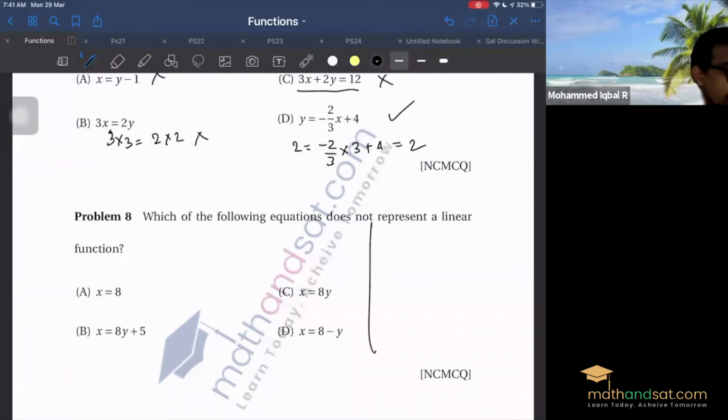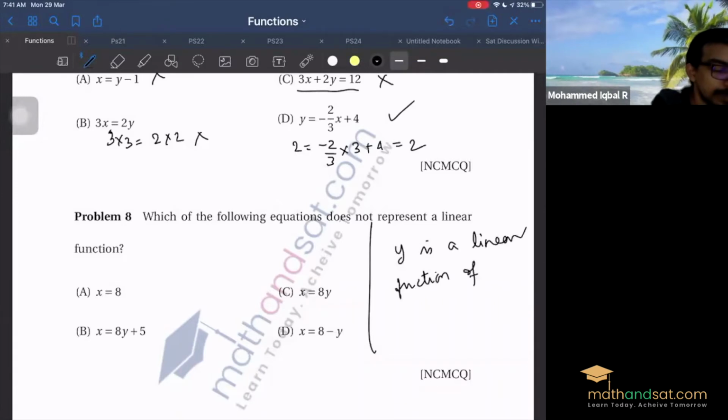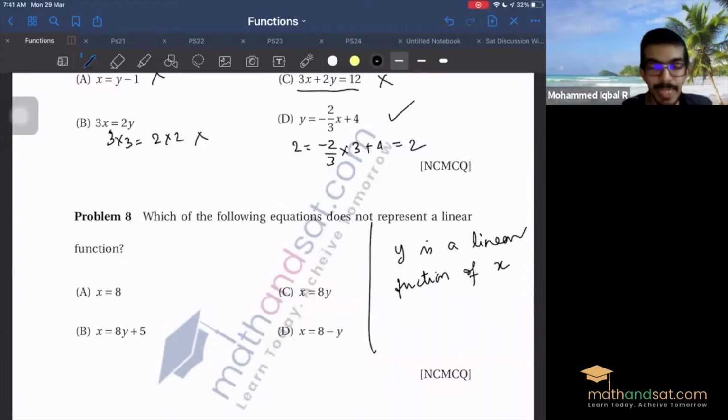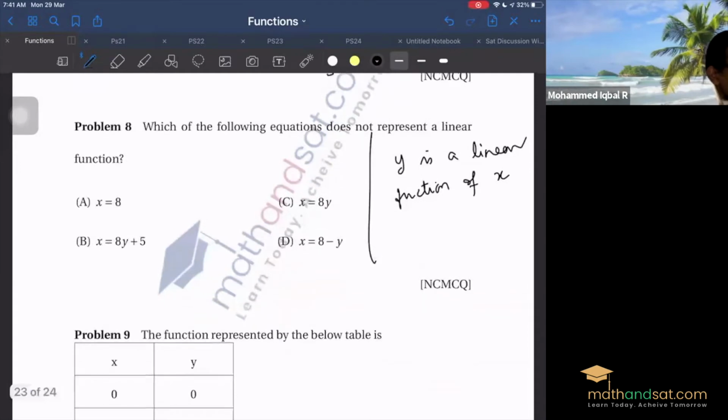So we need to understand that if y is a linear function of x, it also means that x is a linear function of y. What I'm saying is that if the relationship between y and x is linear, then the relationship between x and y will also be linear. Why? Because if you take a straight line and you change the axis, it will still be a straight line, right? For example, you take this function.